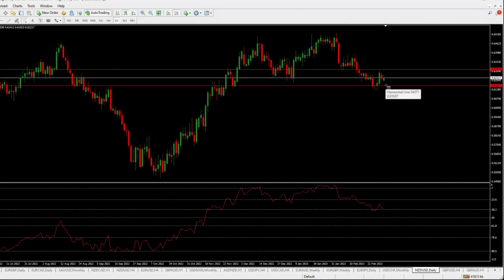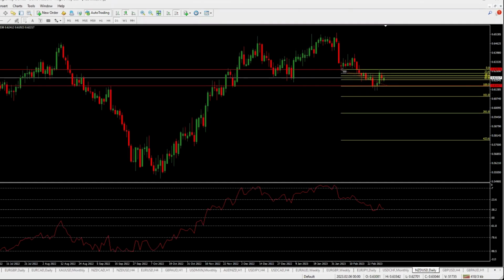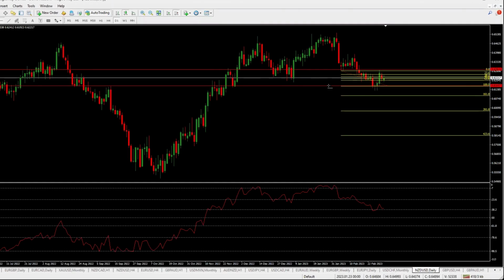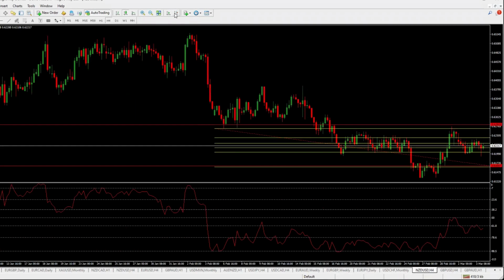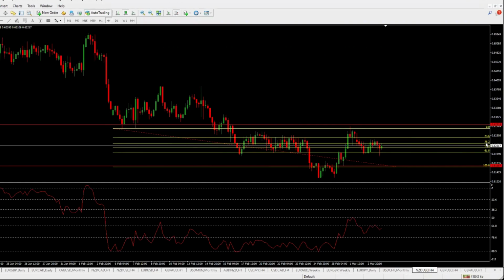But now, where's my target? Makes sense. All right, to the next zone. So I want to see what it does within this area. Yeah, it's within the 38 and the 50. So we are at a shallow retracement and a golden area. So we're looking pretty good.